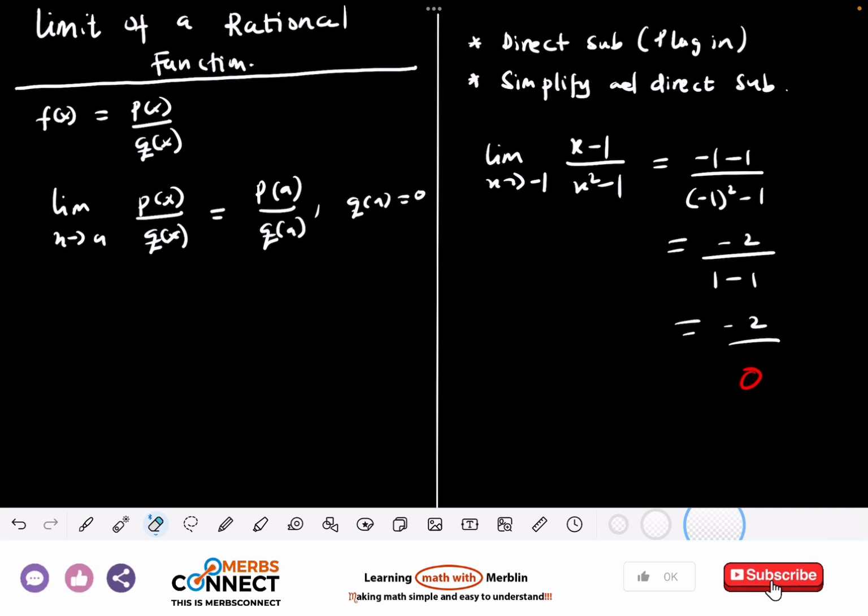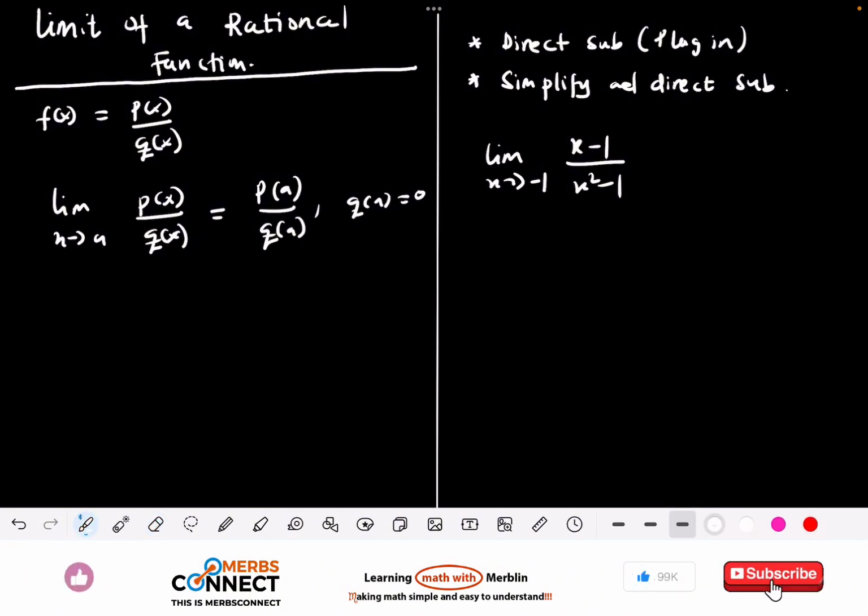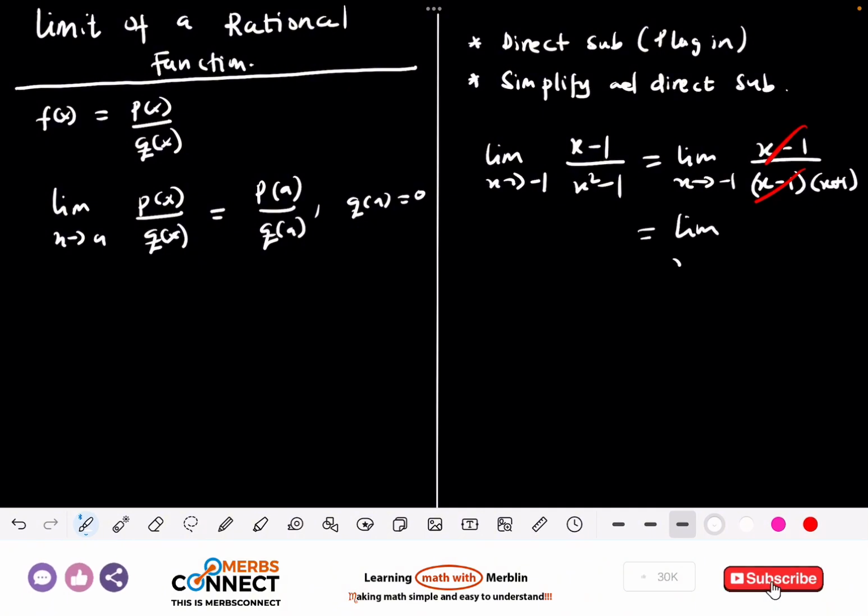Now, what should I do next? The next thing that I need to do is simplify and do direct substitution. So let's go through to simplify and do direct substitution. Now, this is the same as limit x is approaching -1. As we saw, the denominator is a difference of two squares, so x minus 1, x plus 1, right? So now this will cancel this as I explained. So we are going to be left with limit x is approaching -1 of 1 divided by x plus 1, right?